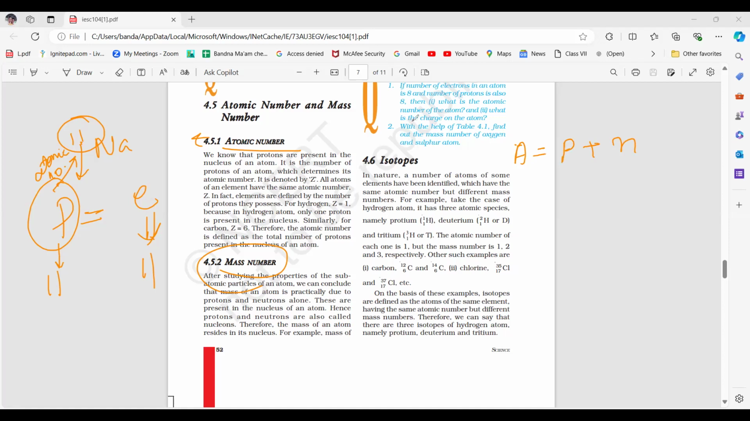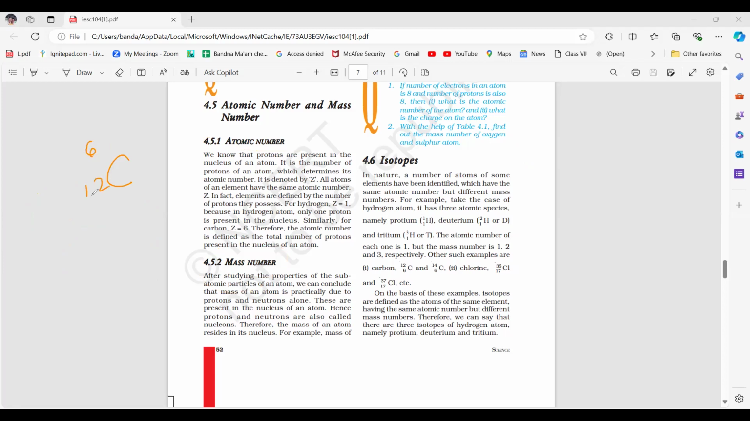So if talking about carbon whose atomic number is 6 and mass number is 12, suppose. Then 6 is denoted by Z, 12 is denoted by A, and C is denoted by X. So the expression is written as X with Z and A, or in some periodic tables A and Z, it doesn't matter. The atomic number gives total protons, 6. The electrons will also be 6 to make it a stable element. So how many are the neutrons?